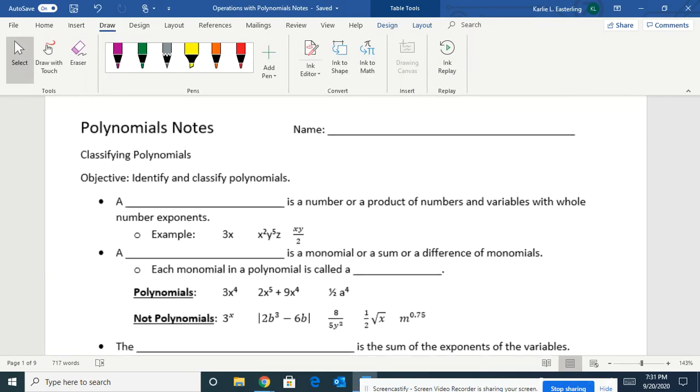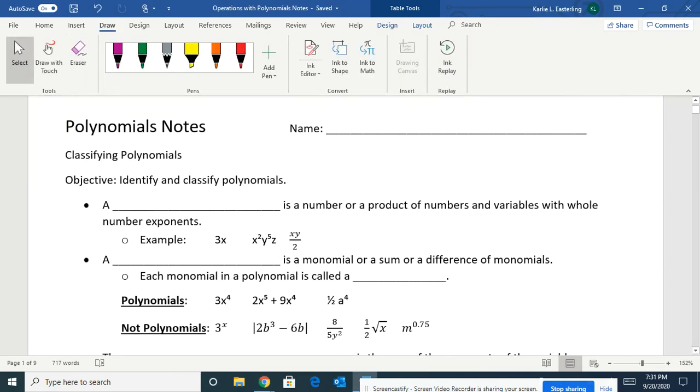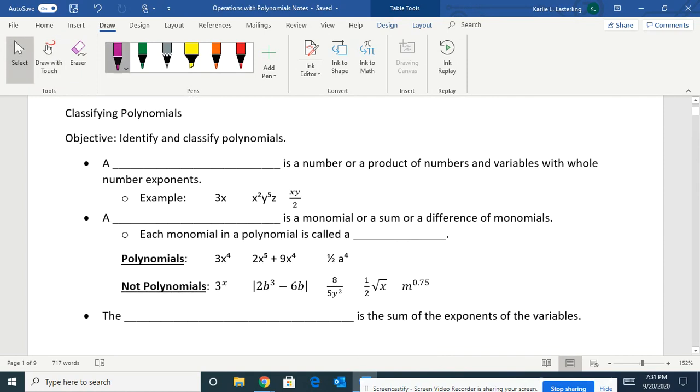But we are going to start classifying some polynomials, and being able to identify and classify polynomials is our objective of this part of the notes. So the first thing we're going to go over is a few definitions.